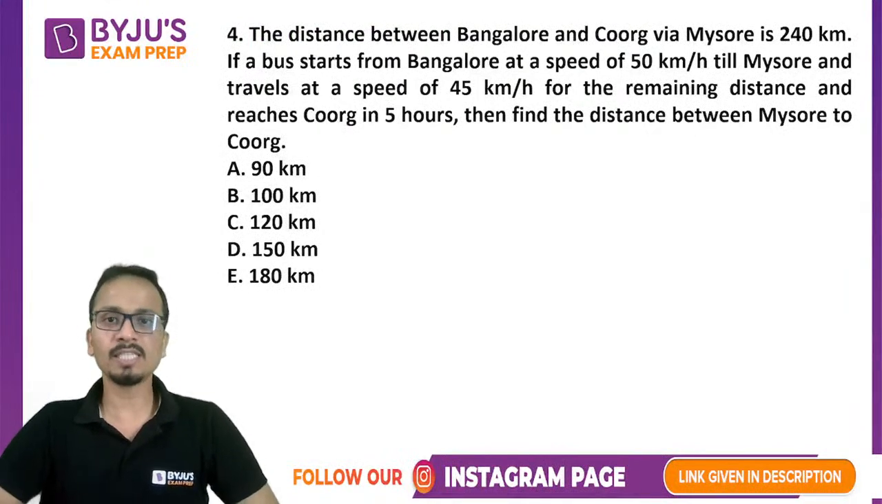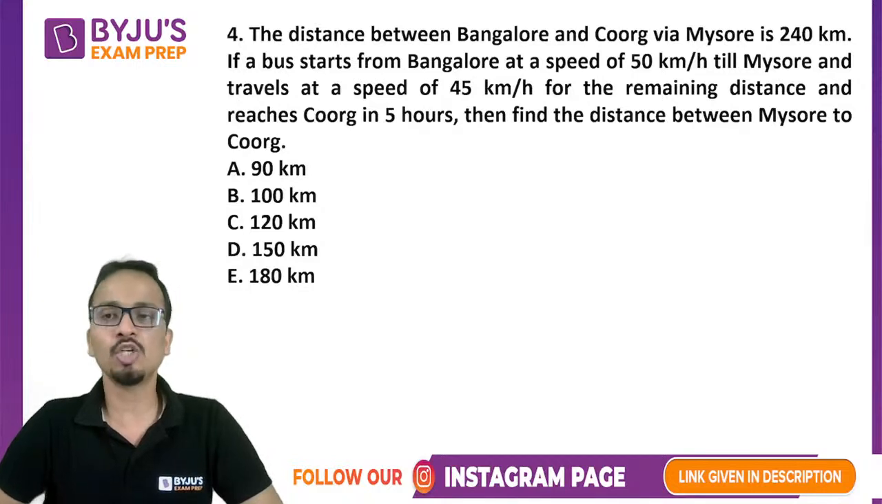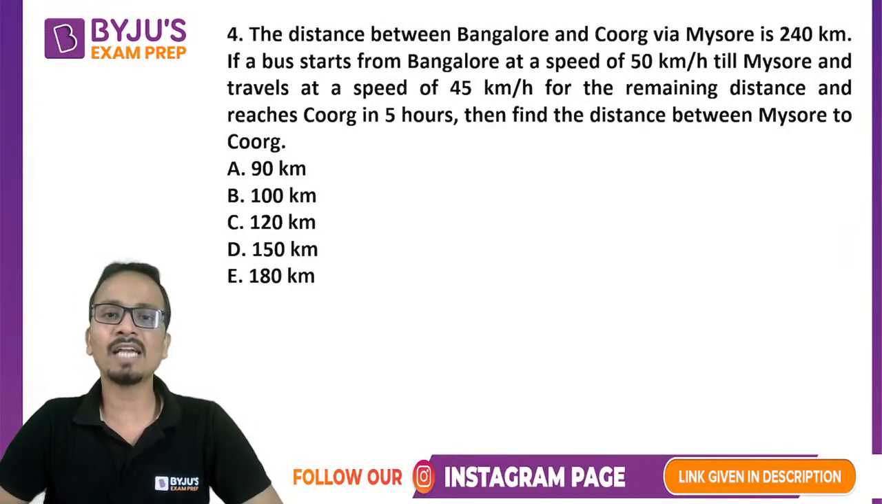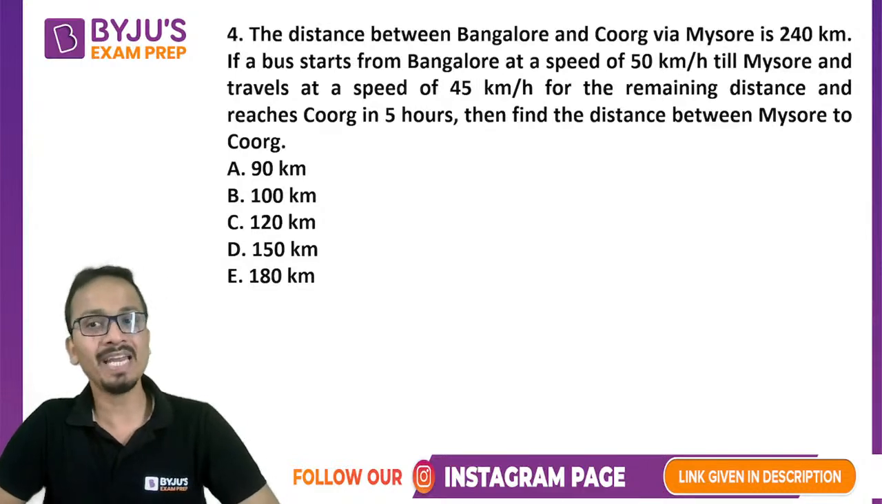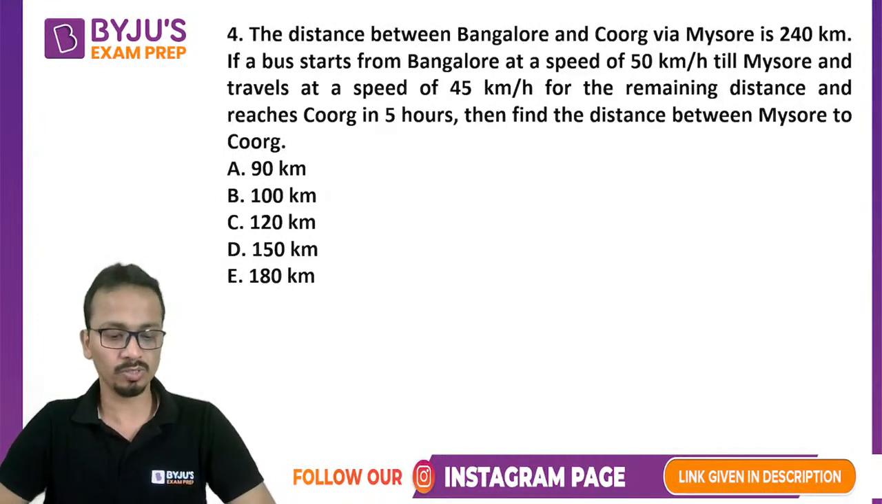Question number 4. The distance between Bangalore and Coorg via Mysore is 240 kilometers. If a bus starts from Bangalore at a speed of 50 km per hour till Mysore and travels at a speed of 45 km per hour for the remaining distance and reaches Coorg in 5 hours, then find the distance between Mysore and Coorg.